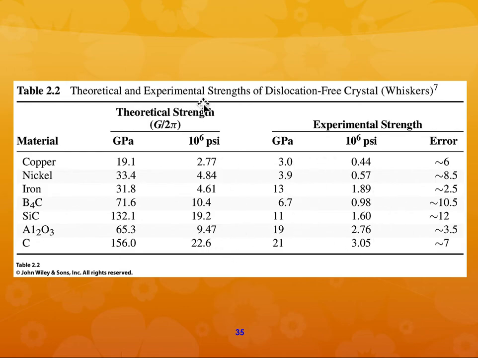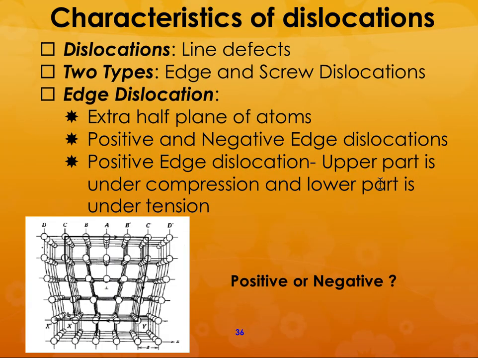So here again, suppose you had a material where there were no dislocations at all. You can say that theoretically it should be this high, but experimentally it is much lower than that. So you will see that there is some effect of defects that you are introducing into the material.